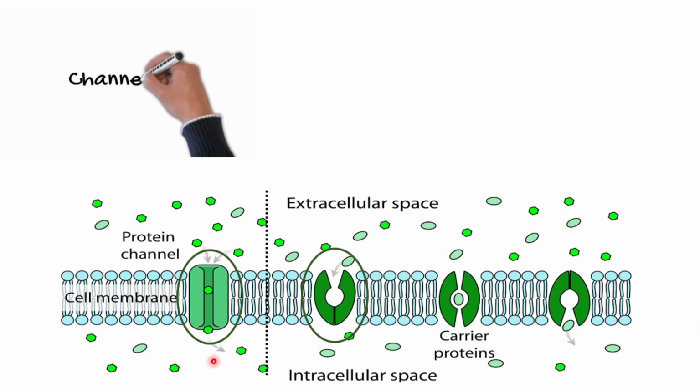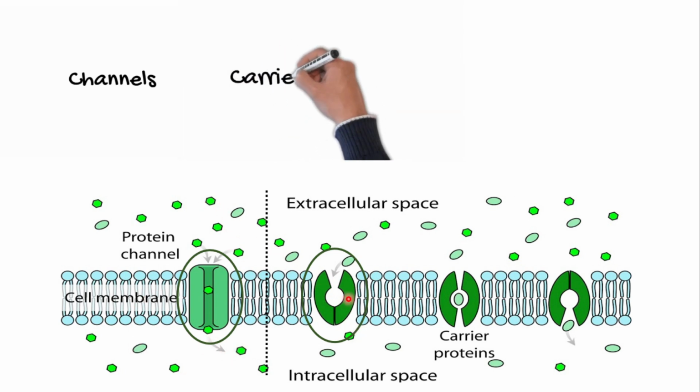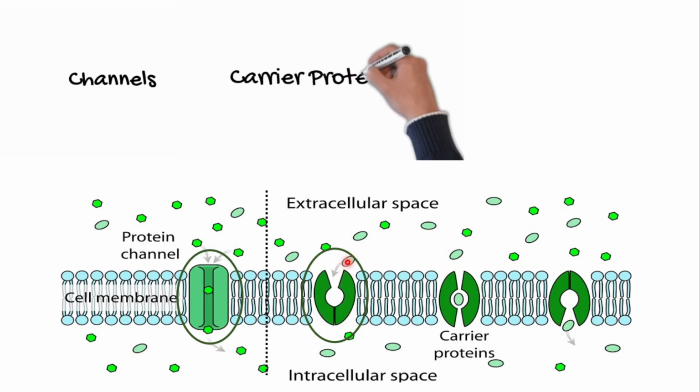Now let's look at this example. As I said, this is called a channel. Channels have a central hollow canal through which the substance can either come into the cell or go out of the cell. These proteins are called carrier proteins, in which the substance attaches to one side of the protein and the protein changes its configuration or shape and transports the substance into the cell or out of the cell. These are called carrier proteins.